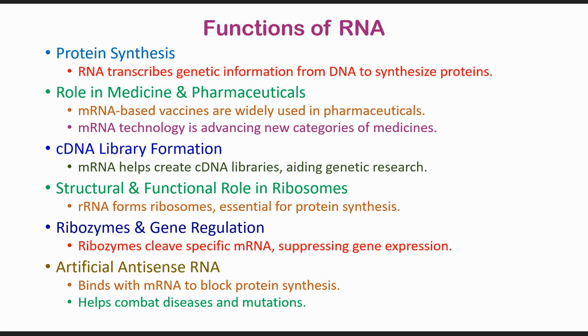rRNAs are structural units of ribosomes, which are essential organelles during protein synthesis. Ribozymes can help suppress the expression of specific mRNA by cleaving them. Artificial antisense RNAs are capable of arresting protein synthesis by binding with mRNAs, which has contributed to humans' ability to combat diseases and mutations.